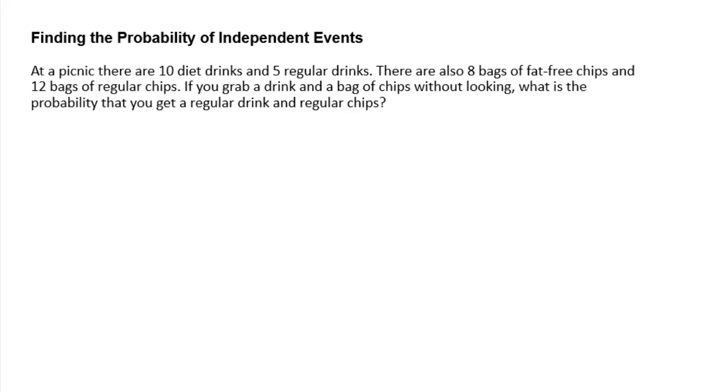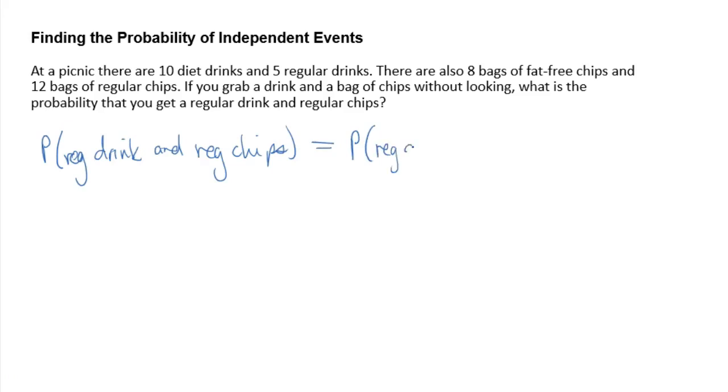So at a picnic, there are 10 diet drinks and 5 regular drinks. There are also 8 bags of fat-free chips and 12 bags of regular chips. If you grab a drink and a bag of chips without looking, what's the probability that you will get a regular drink and regular chips? So the probability of regular drink and regular chips is equal to the individual probability of getting a regular drink and then multiplying it by the probability of getting a regular chip.